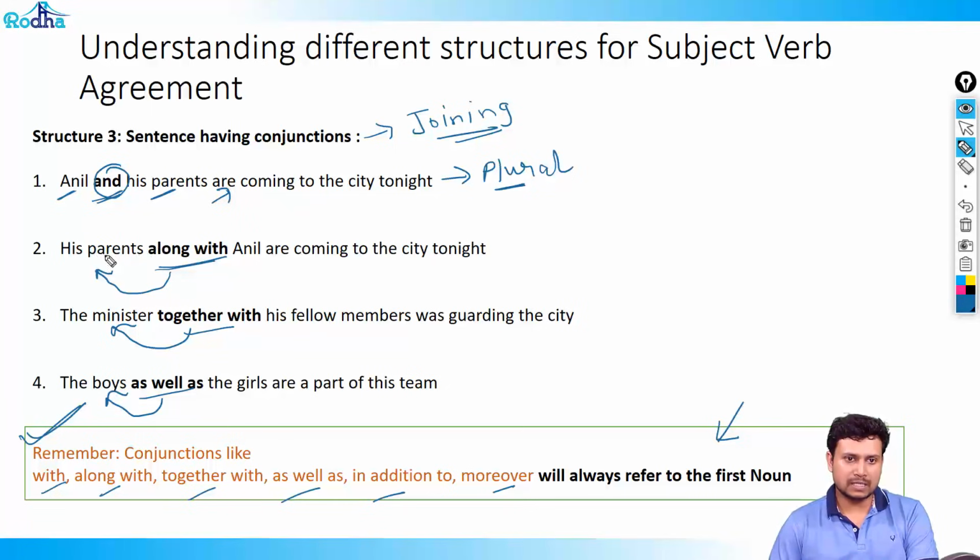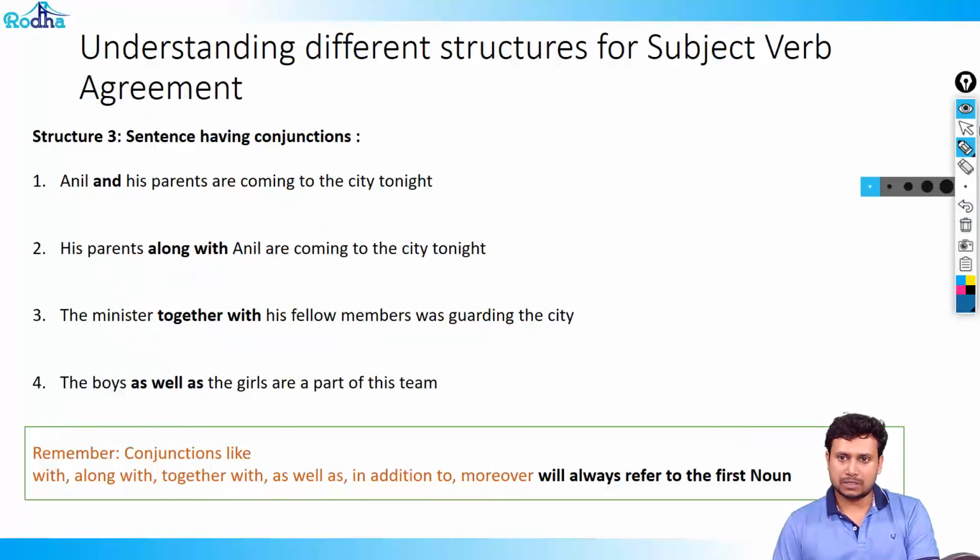Now, in this case, his parents is plural, therefore you have are. That makes it correct. Here it is minister, which is singular, and therefore it is was, which is also singular. Here it is boys. Boys is plural, therefore it is are, which is also a plural verb. I hope this understanding is clear. Let's move on to the next structure.